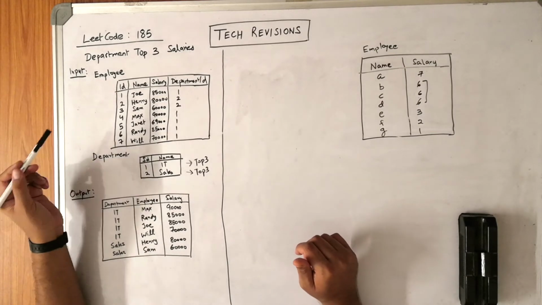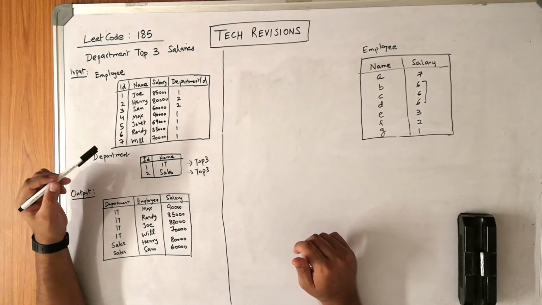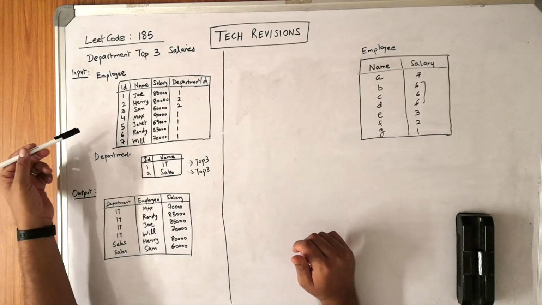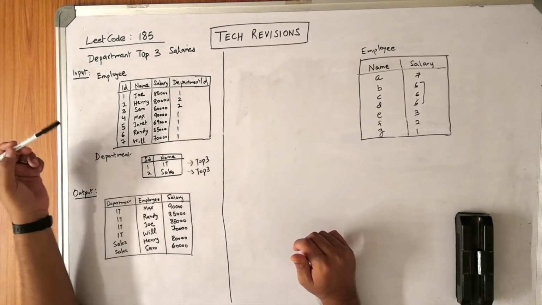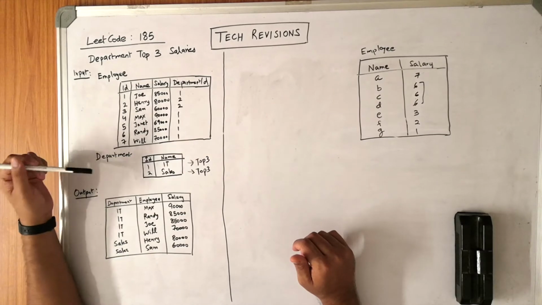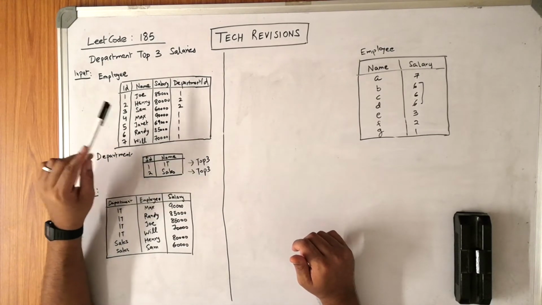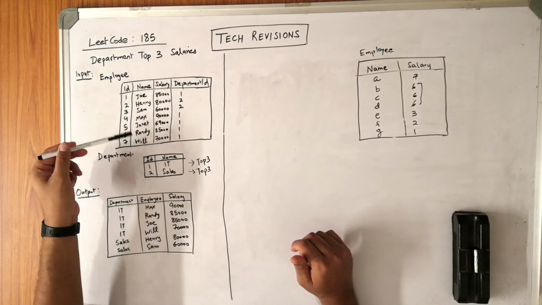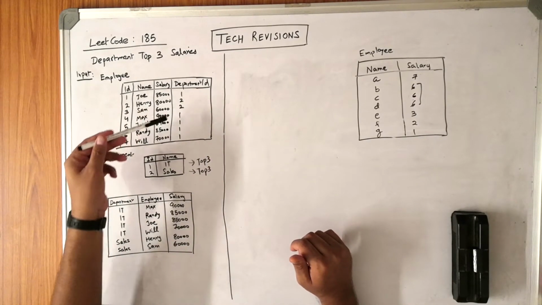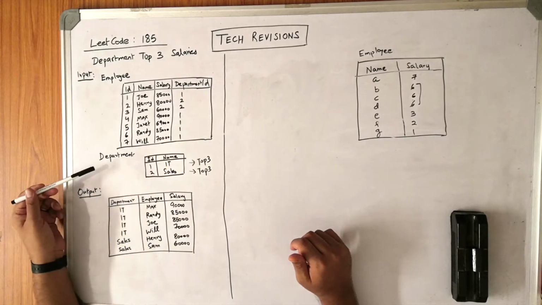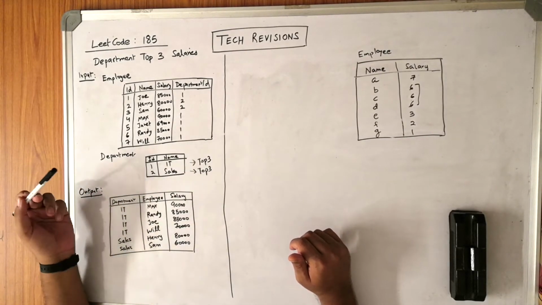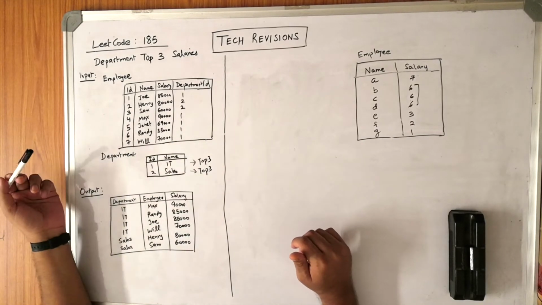The title of the problem is Department Top 3 Salaries. Let me elaborate on it by giving you a walkthrough of the input and output. The input is two tables, an employee table and a department table. The employee table has 4 columns: ID, name, salary, department ID. You have folks who are working in different departments, department 1 and department 2. Then you have a department table which says what department ID 1 is, which is IT, and department ID 2, which is sales.